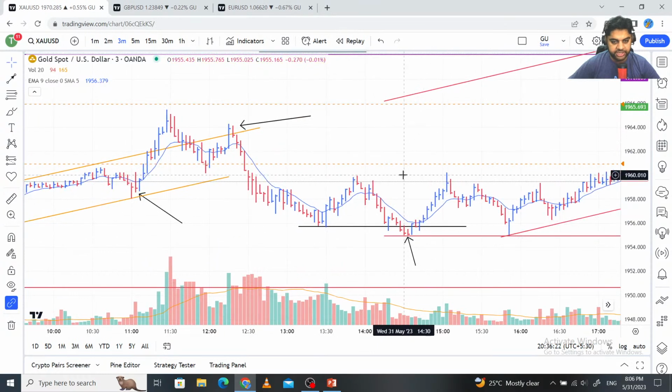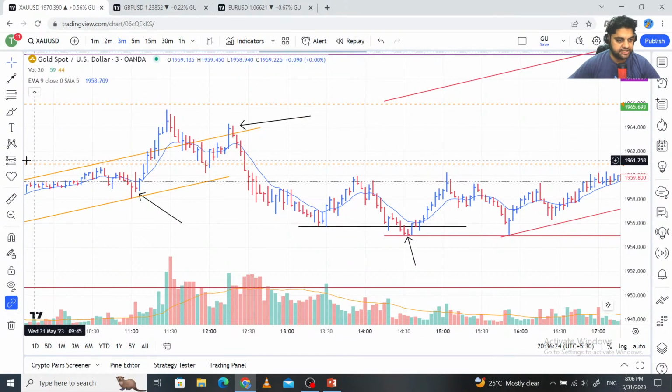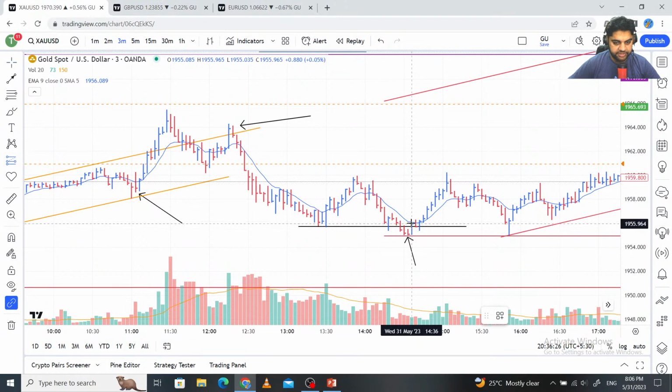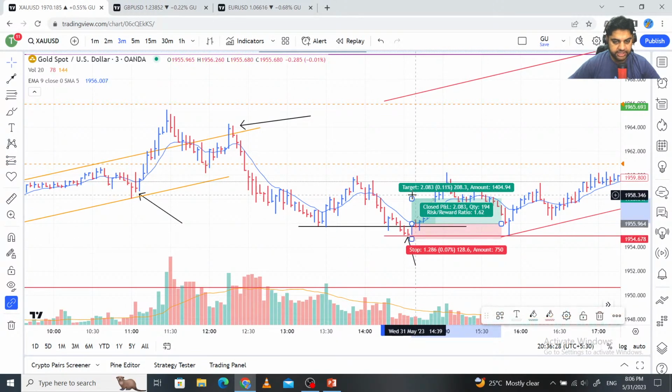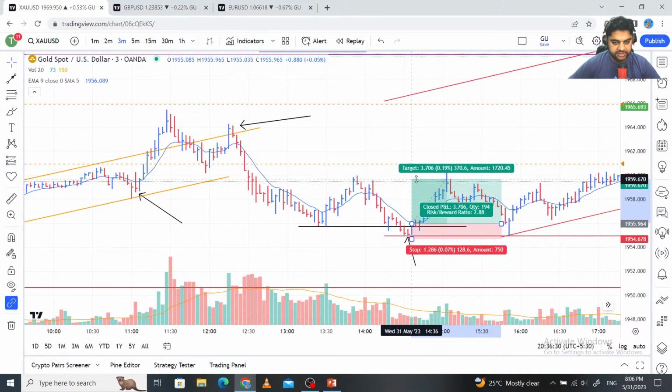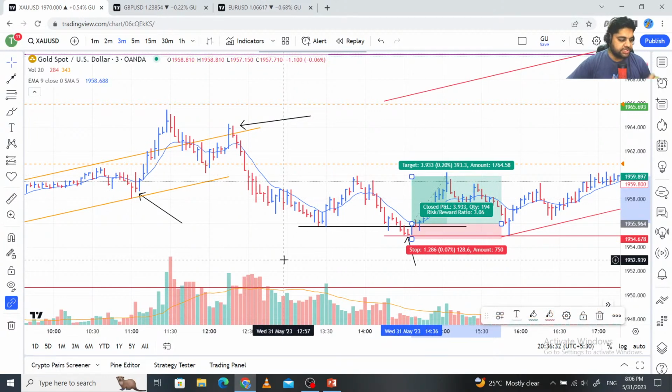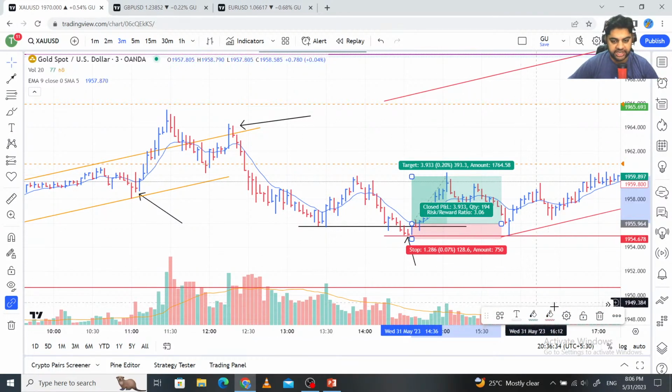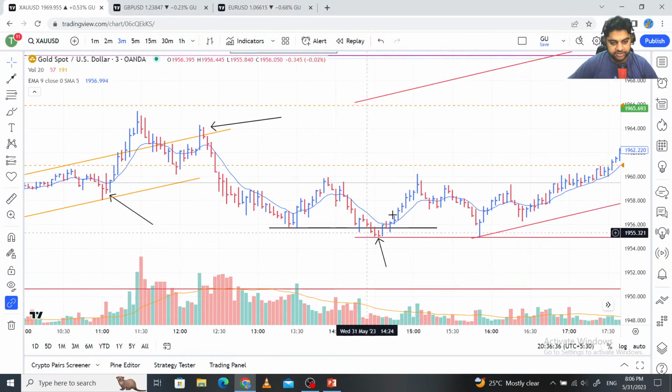So you buy over here and target the same level. If you make a buy trade over here, just target this level, this much. So how much? 3% from this single trade. Again, the market is coming to the same level and giving you another opportunity.